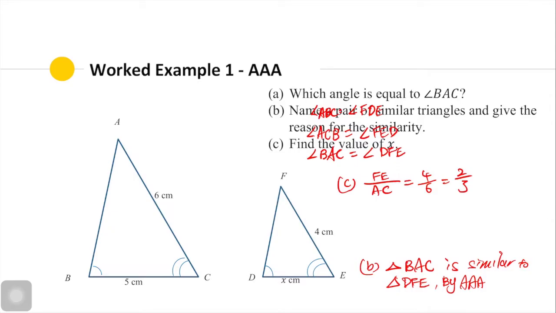So we can likewise write the same for DE over BC. They should have the same scale factor of 2/3. And we know that BC is 5. So we know that this is x over 5. We can do a cross multiplication here, and then we get 10 equals 3x. x is equal to 3 1/3. So that is my value of x.